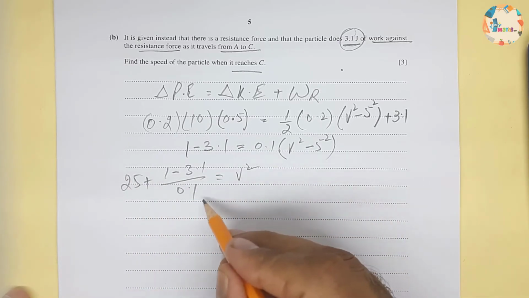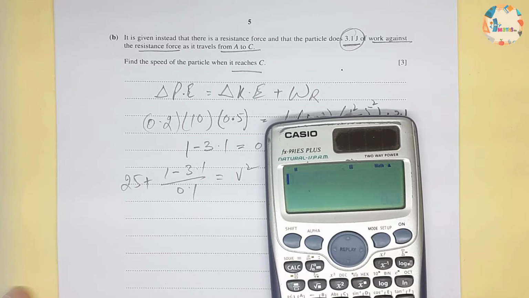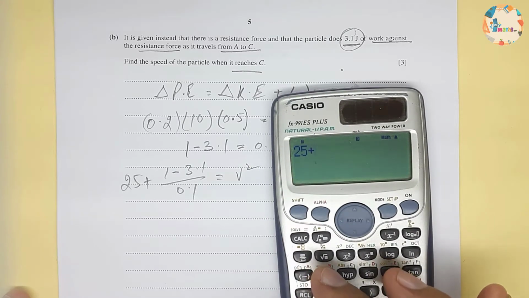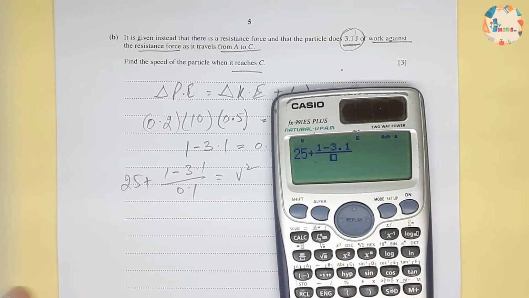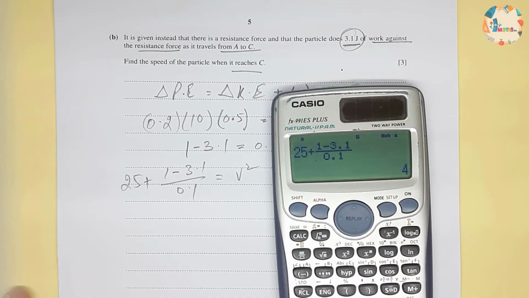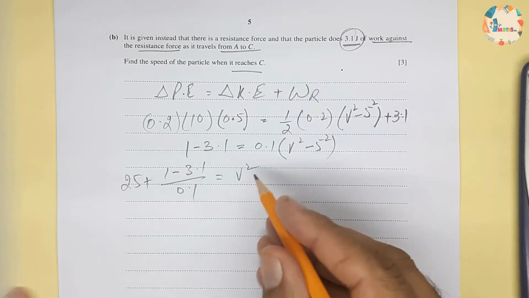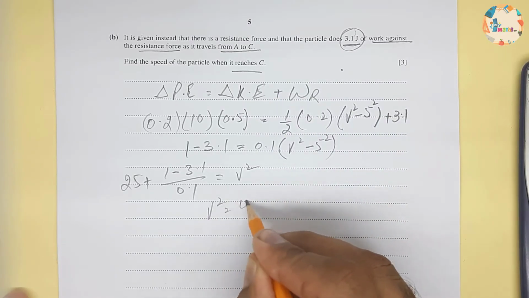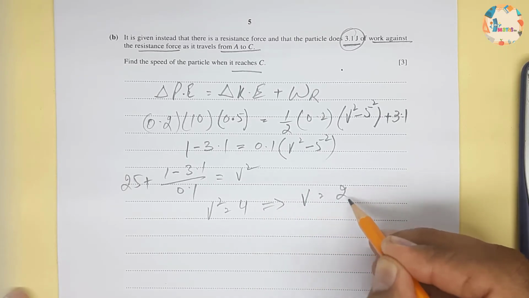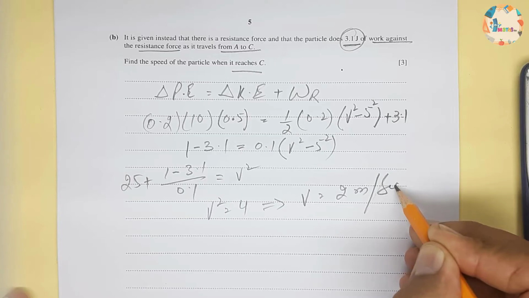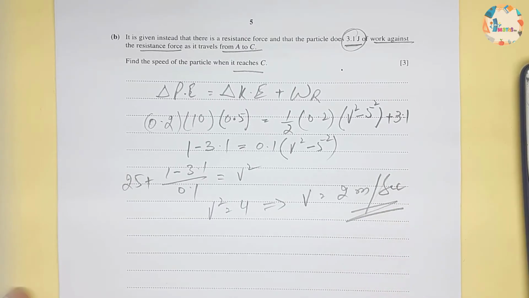So we can calculate 25 plus 1 minus 3.1, divided by 0.1, and this will give us the value 4. So v squared is equal to 4. This implies v is equal to 2 meters per second. This will be basically the velocity which is required.